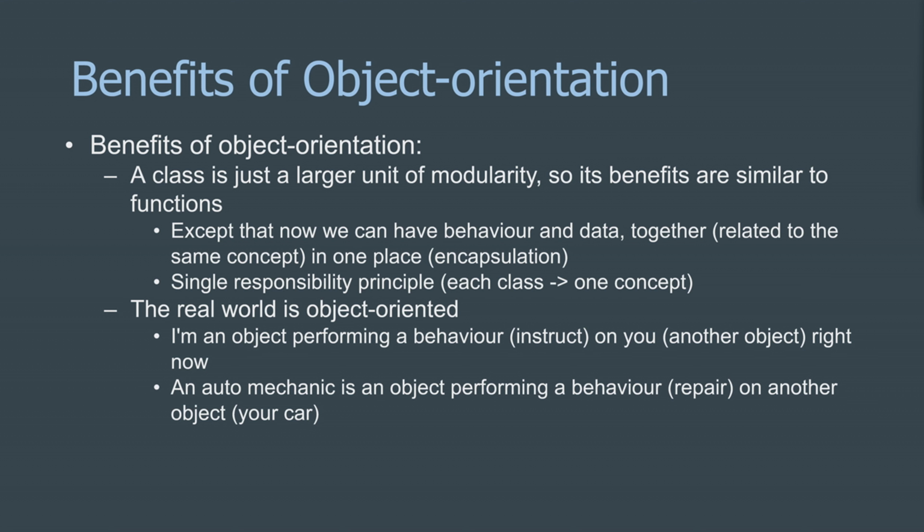So anyway, I guess another advantage of object orientation is that the real world is object oriented. I mean, I'm an object right now. I hope that I'm performing the behavior instruct on you, who are also an object. But maybe I'm performing the behavior bore on you, boring you. So it's possible. An auto mechanic might perform a repair behavior on another object, maybe your car. So anyway, the real world is naturally object-oriented, and it comes naturally that we might implement a software system that's designed to simulate something real in an object-oriented way.